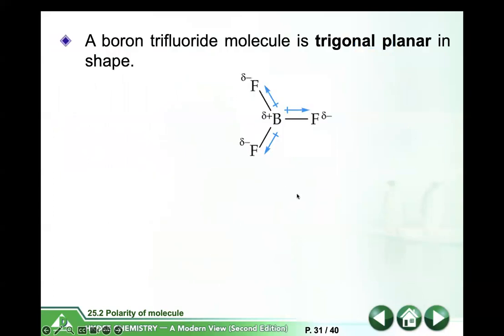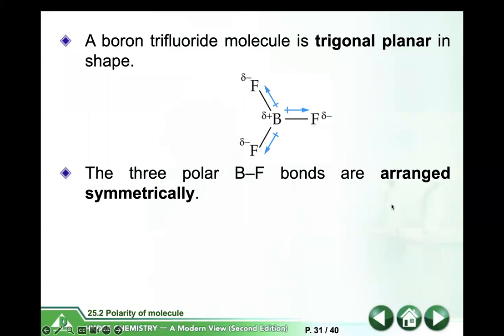For example, the first thing, B-F, this is B-F, this is B-F, fulfills the first requirement. They have equal polarity. The bonding polarity is equal because they are all B-F bonds. While the second requirement is that the bonds are arranged systematically.